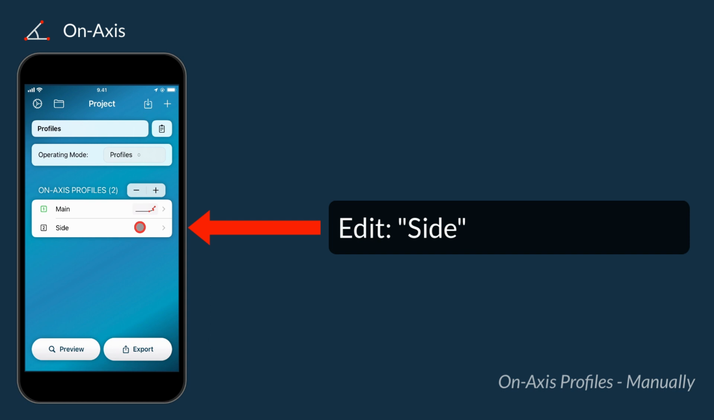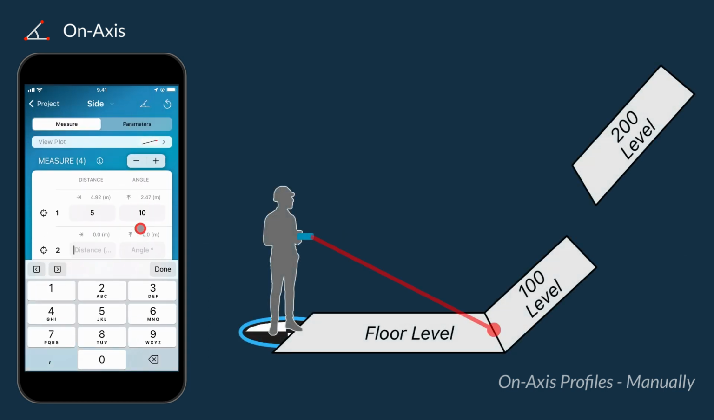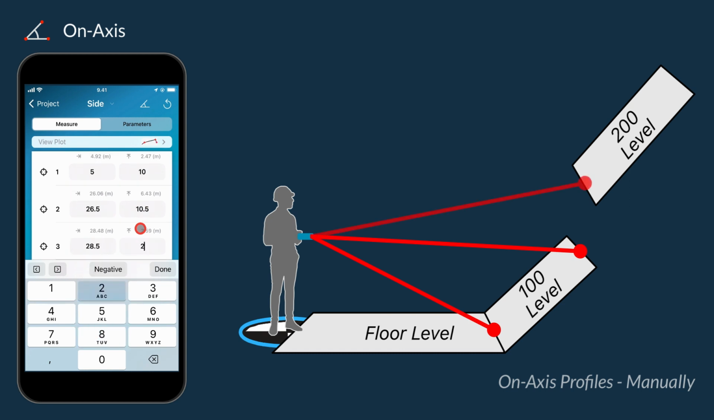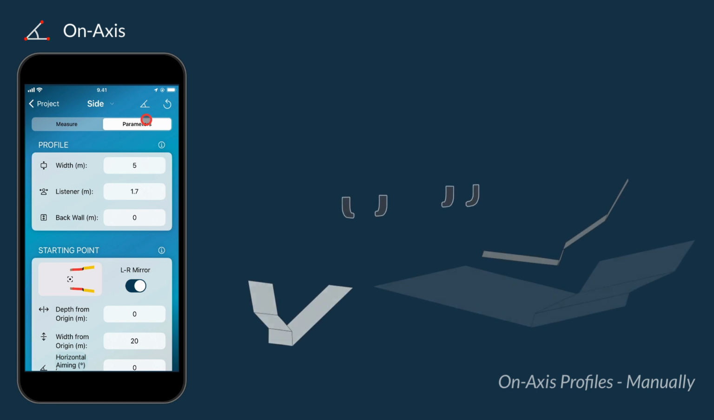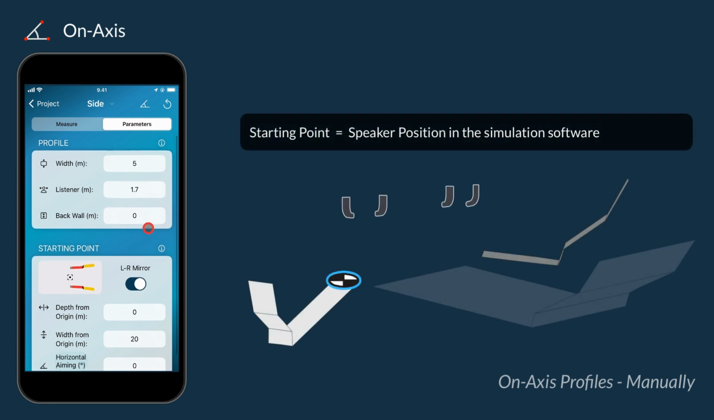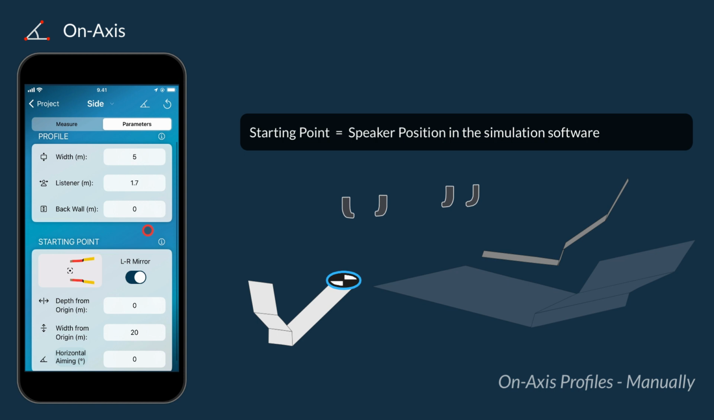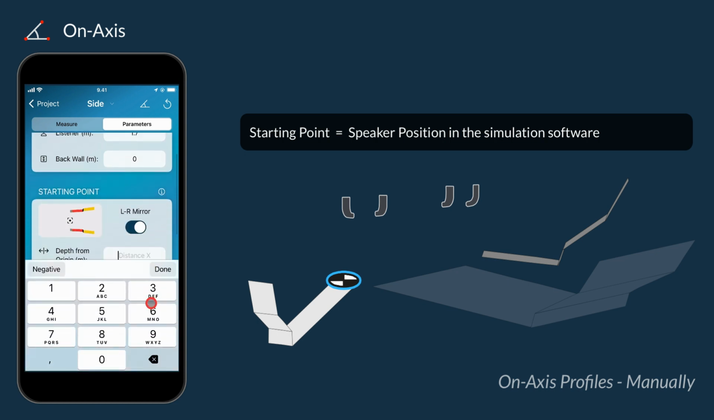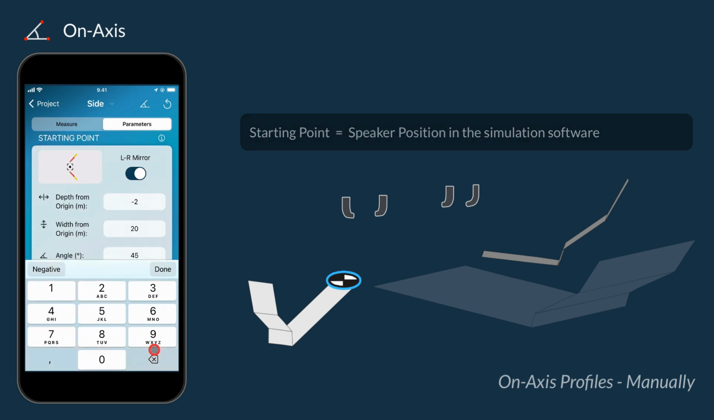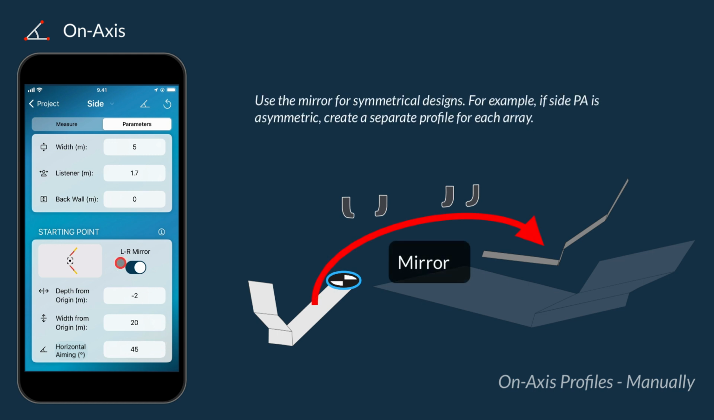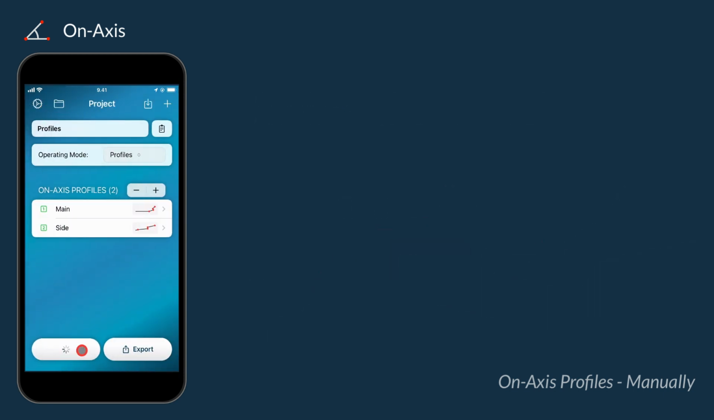Next, we measure the profile for the side PA. Repeat the measurement process for the side PA. When the measurements are taken, select the Profile Parameter tab. The starting point for the side PA is set a little differently compared to the main PA. The depth, width, and horizontal rotation angle values are basically the same as the position of the speakers in your simulation software. Side PA is identical on the other side, so we want to use the mirror function. When the profile is ready, go back to the project page.